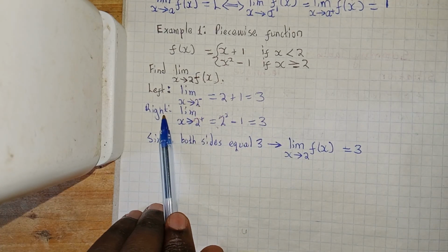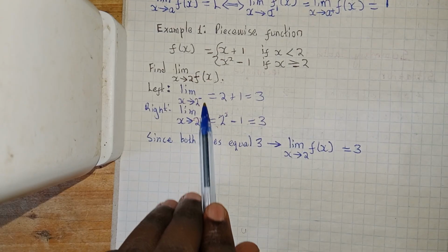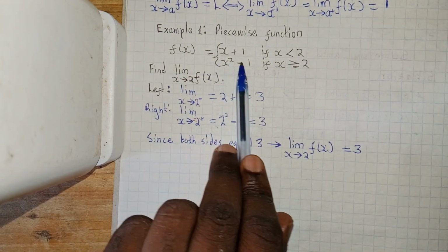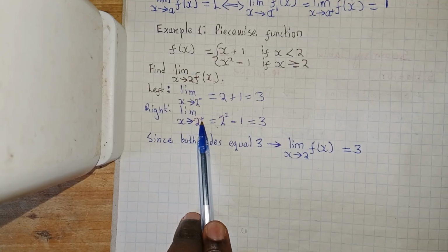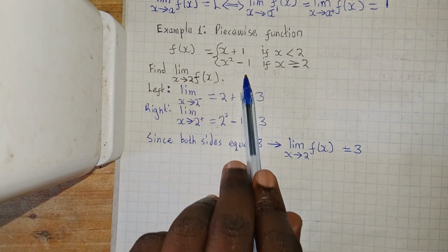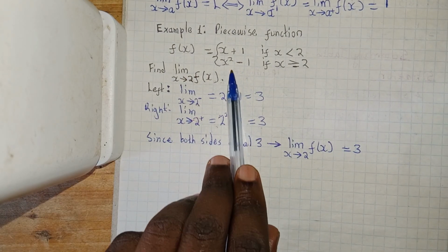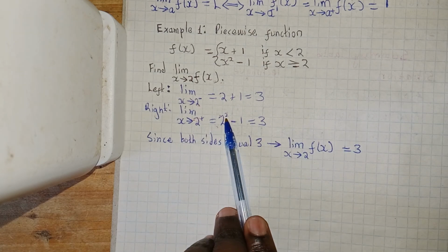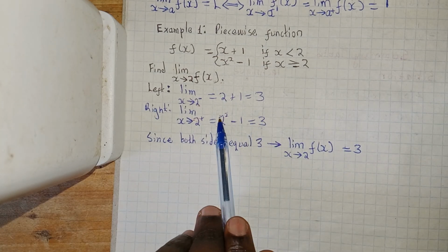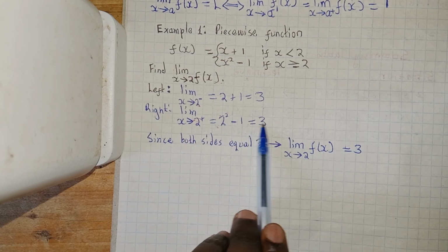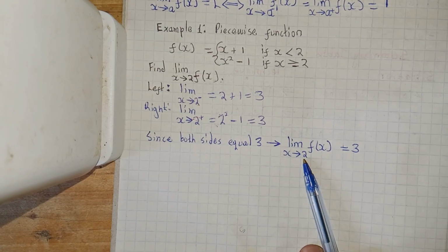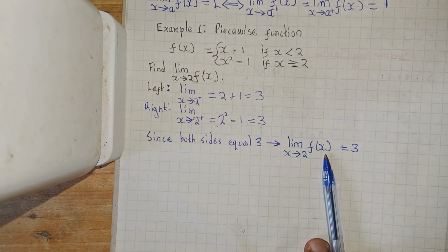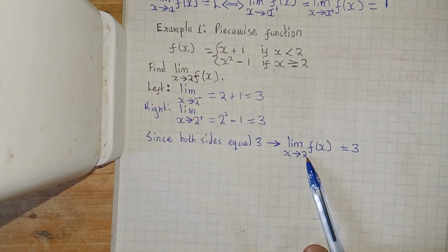Our right hand limit will be the limit of the function x squared minus 1 as x approaches 2 from the right hand side. We substitute x with 2, so it will be 2 squared minus 1, which is equal to 3. Since both sides are equal to 3, the limit of this function f of x as x approaches 2 is 3.